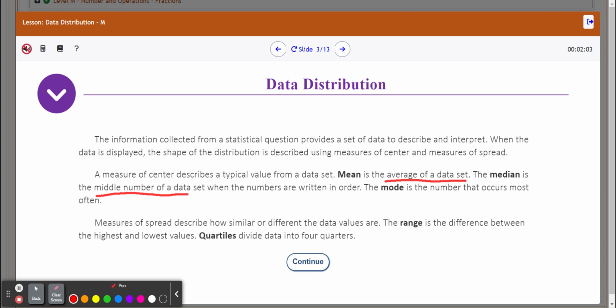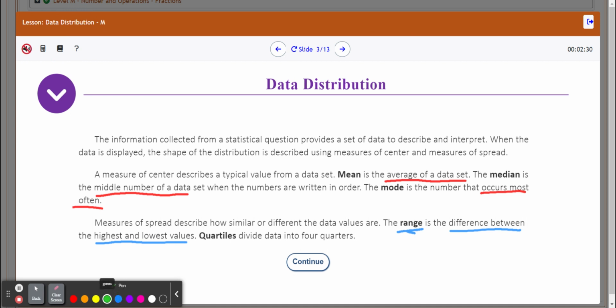And then the mode is the number that occurs the most often. All right. So whichever number gets repeated the most is your mode. So you've got mean, median, and mode. Then you also have what's called range. Range is the difference between the highest and lowest values. So whatever your lowest value is in your set of data, all the way to your highest number, that's your range. It goes from lowest to highest.